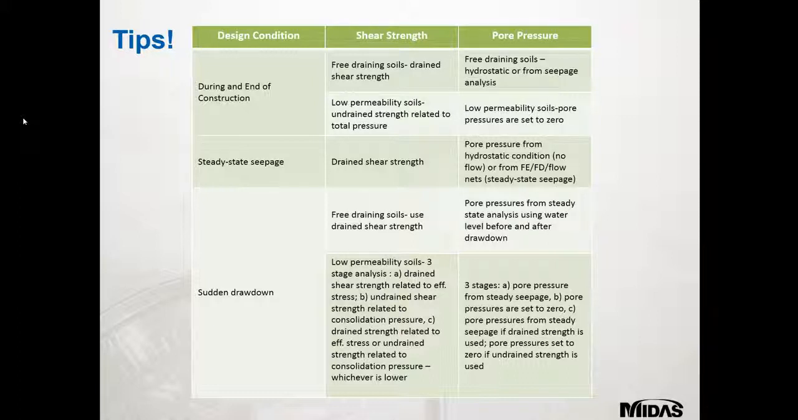So for sudden drawdowns, it is a bit more complex. For free draining soils, drained shear strength and pore pressures are used before and after drawdown, but for low permeable soils it's a three-stage approach. For strength, first use drained shear strength. In the second, use undrained shear strength related to consolidation pressure, and in the third, choose whichever option offers the lower factor of safety. The pore pressures accordingly can either be used for steady state seepage or set to zero for representative analysis.